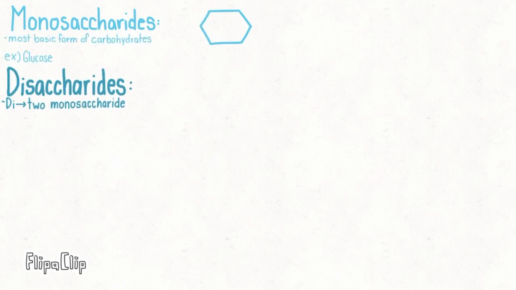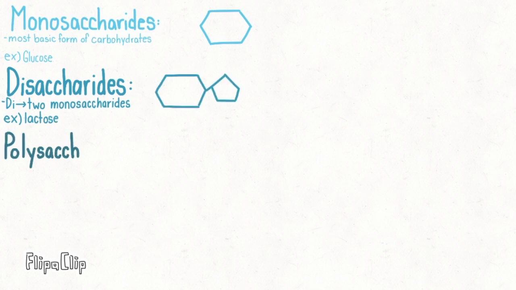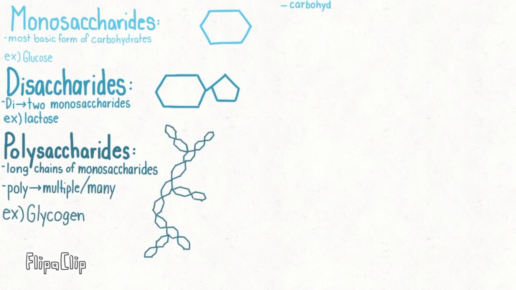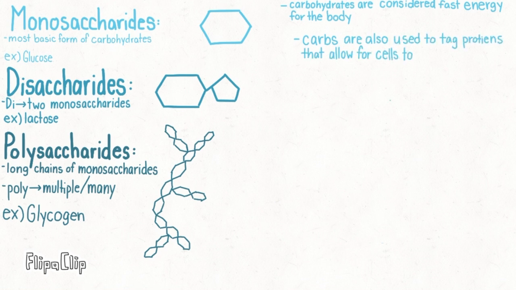Monosaccharides are the most basic. For example, glucose is a monosaccharide. Then disaccharides are two monosaccharides put together, for example, lactose. And polysaccharides are long chains of monosaccharides, for example, glycogen. These carbohydrates are fast and quick energy that is short-term for the body, and they tag proteins that allow materials to attach and help cellular communication.